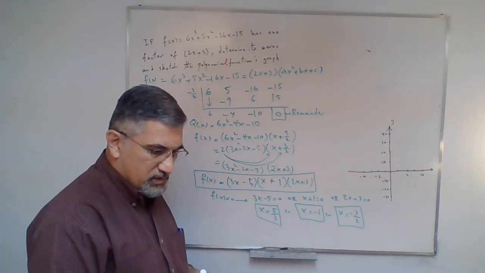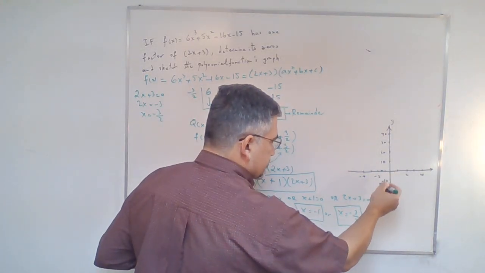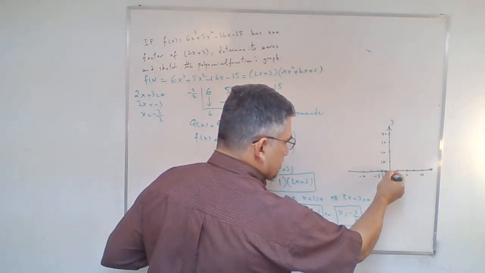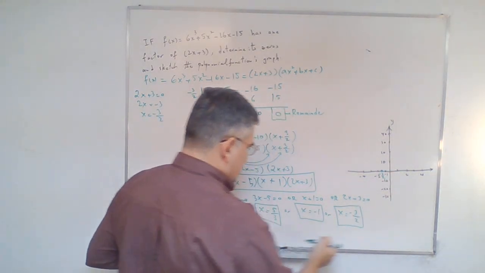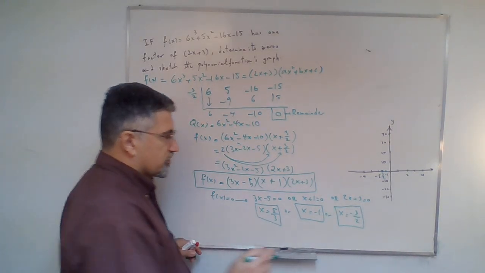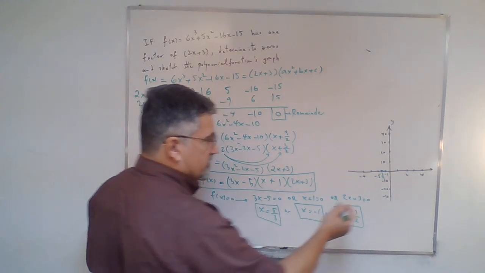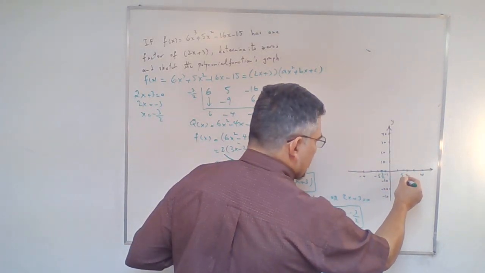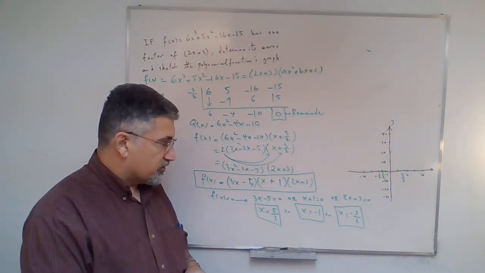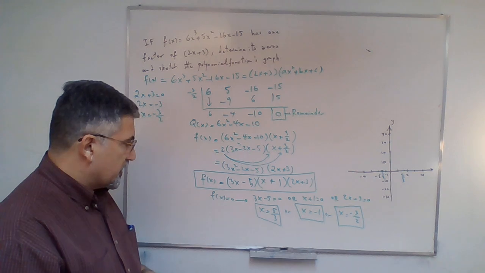How do you sketch these? Well, this is negative 1.5 right here. That's negative 3 over 2. Negative 1 is right beside it. And this one is 5 over 3, which is about 1.7. So that's 5 over 3 right there. So we have 3 x-intercepts for the graph of this cubic function, or 3 zeros for the function.